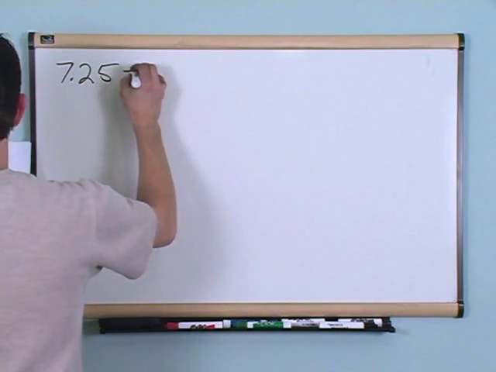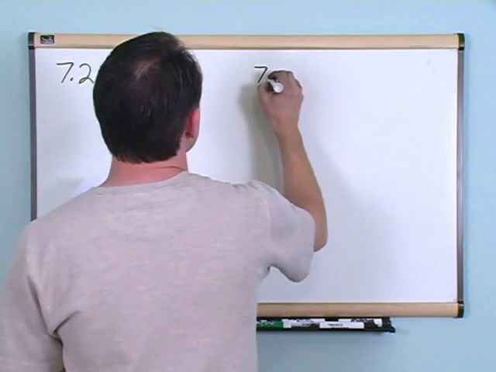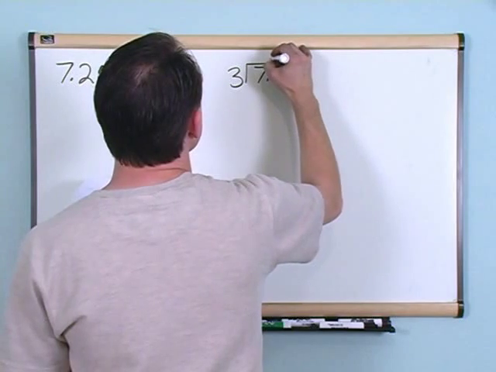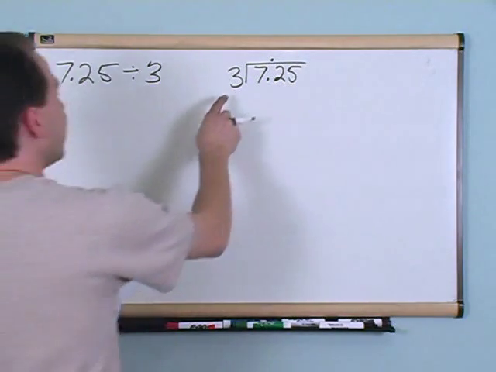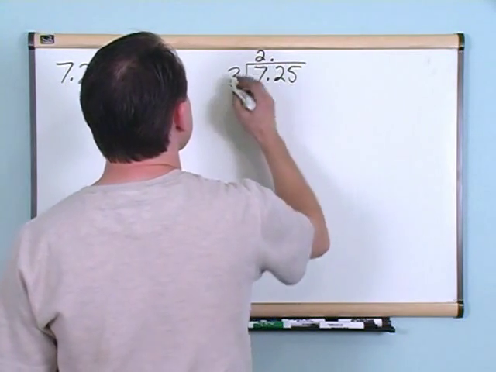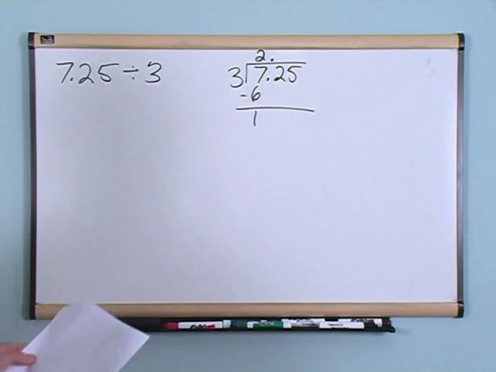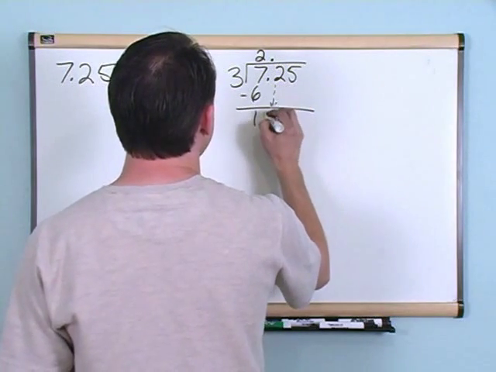Let's try 7.25 divided by 3. Okay? So you have 7.25 divided by 3, and I'm going to put a decimal up there. Okay? How many times will 3 go into 7? Well, only twice, because 2 times 3 is 6. So I subtract and I put a 1 down here. Okay, can 3 go into 1? Well, no, it can't. So I drag the 2 down.